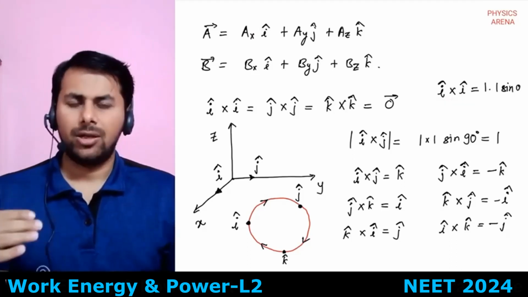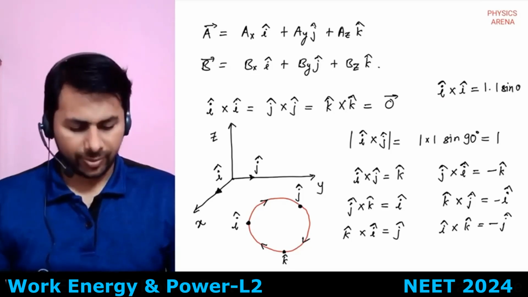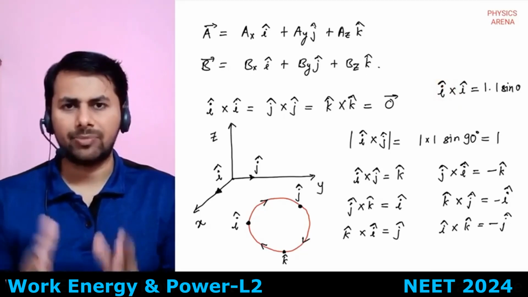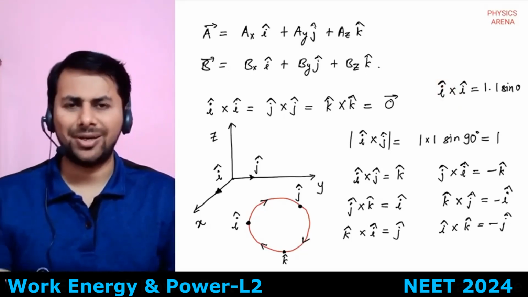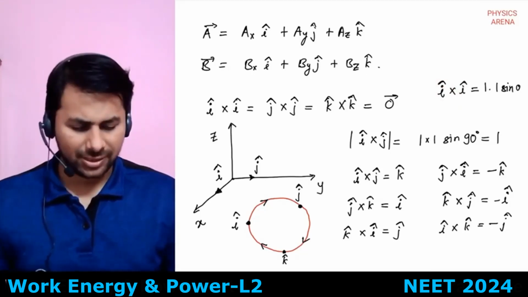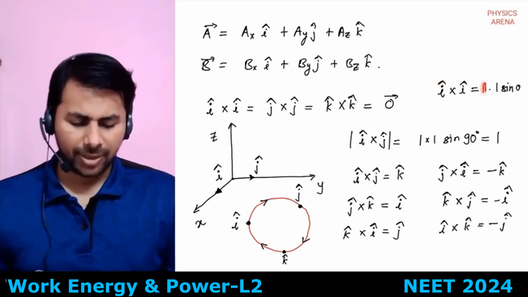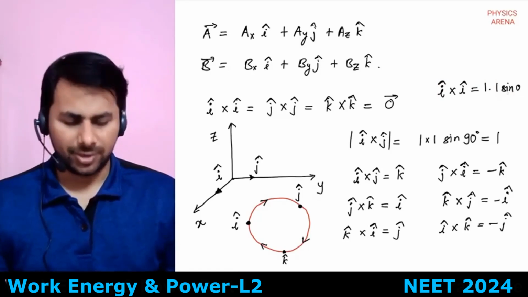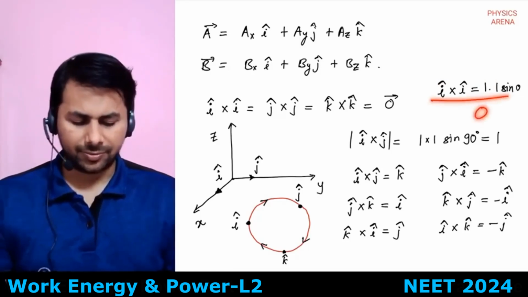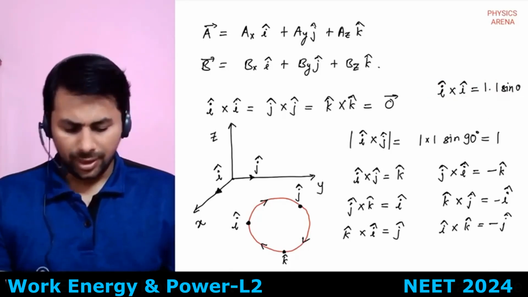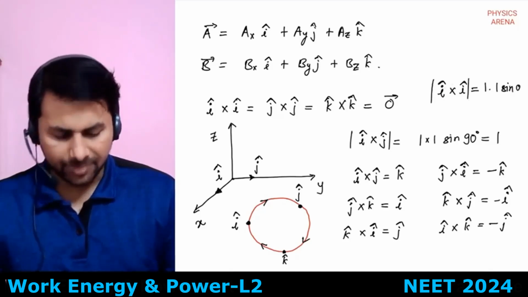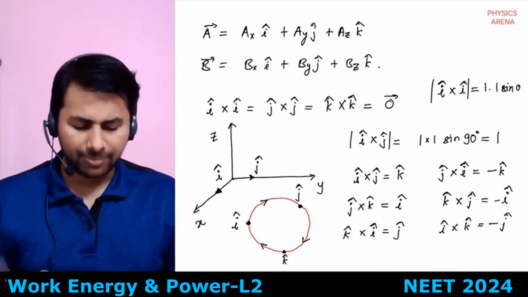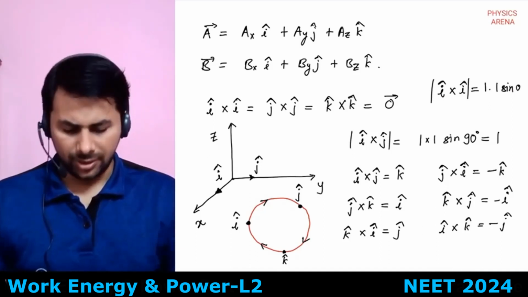i cap, the result will be, see, you are taking the cross product of two vectors which are parallel to each other, because i cap and i cap are in the same direction. So it is magnitude of first multiplied by magnitude of second multiplied by sine of the angle between the two. So this will be 0. So i cap cross i cap is equal to j cap cross j cap, which is equal to k cap cross k cap, and that is equal to 0.